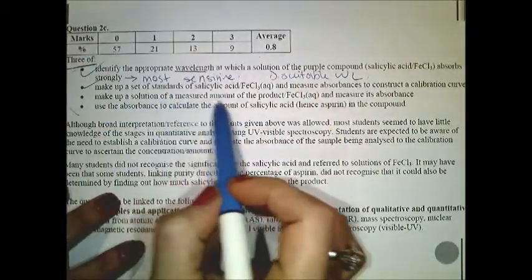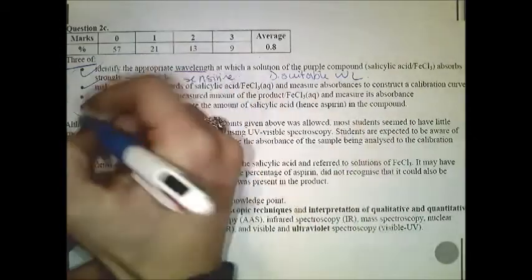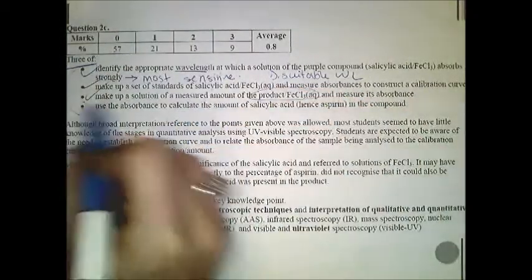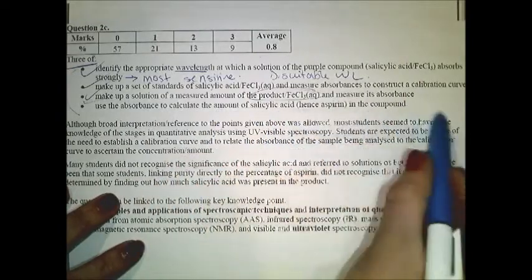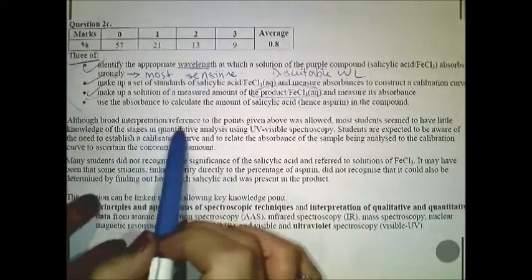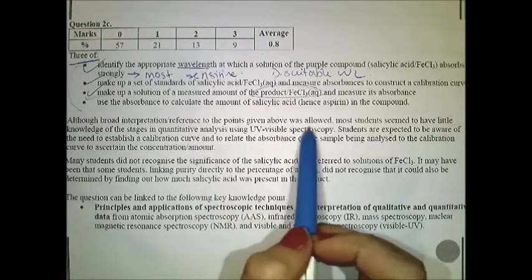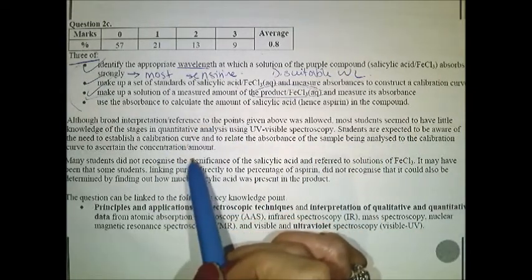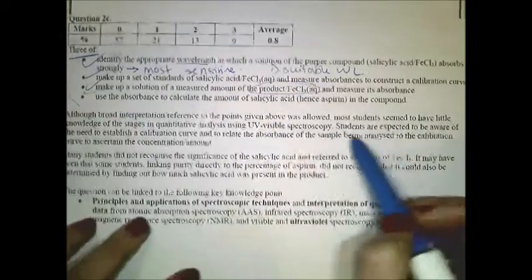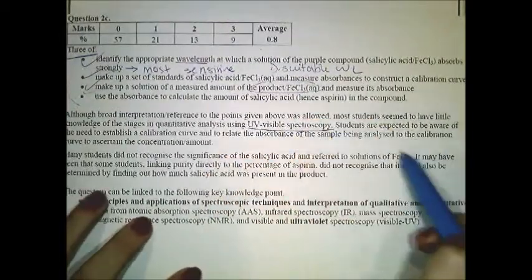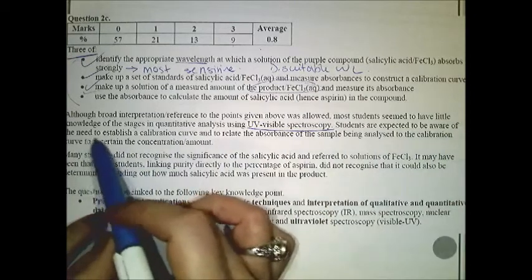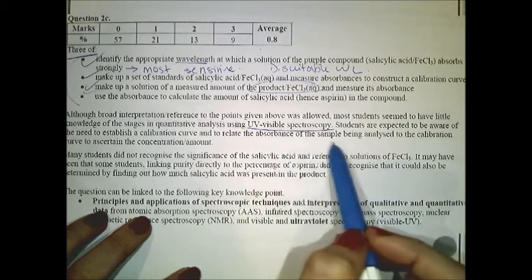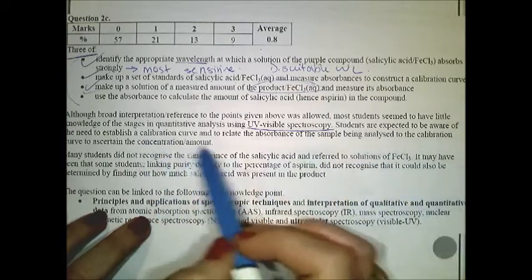Make up a solution of a measured amount of this and measure its absorbance. So your sample, the product, is your sample. Use the absorbance to calculate the amount in the compound. Although broad interpretation of the points above was allowed, most students seem to have little knowledge of the stages in quantitative analysis using UV visible spectroscopy. Students are expected to be aware of the need to establish a calibration curve and to relate the absorbance being analyzed to a calibration curve.